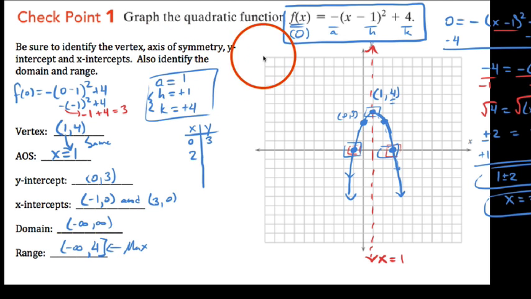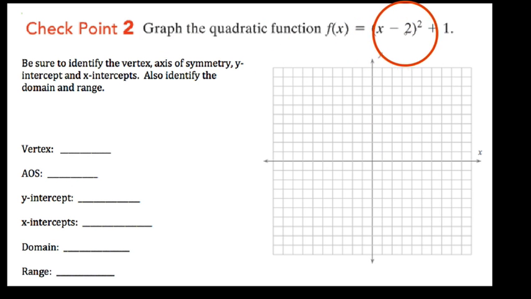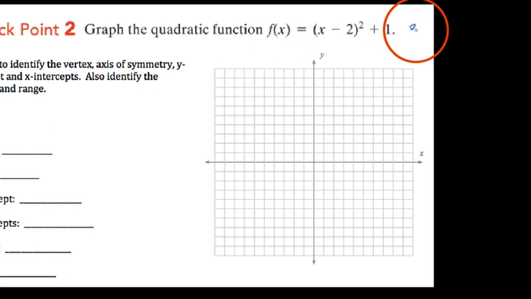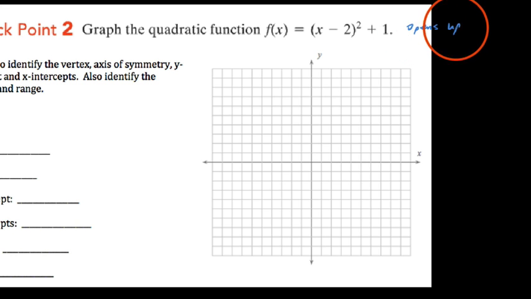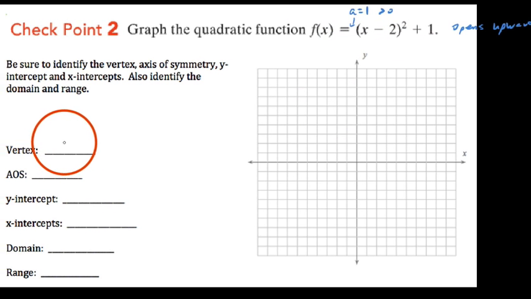But we're going to be given a new equation here, f of x equals (x minus 2) squared plus 1. Let's start with whether it opens up or down. So we could say that this thing opens upward. And the reason why we know this is because our a value here, which is equal to 1, is greater than 0. It's positive.